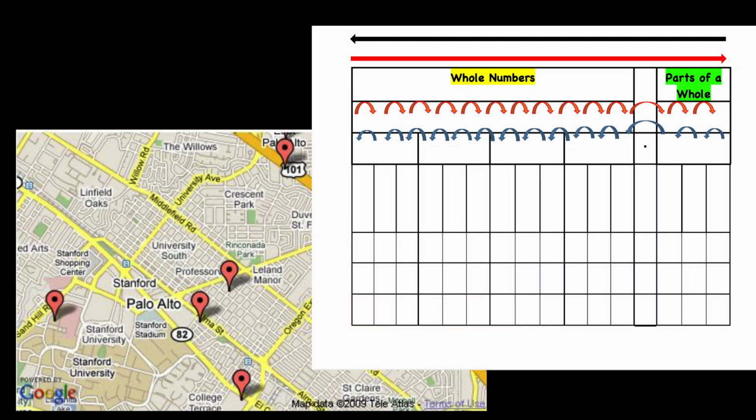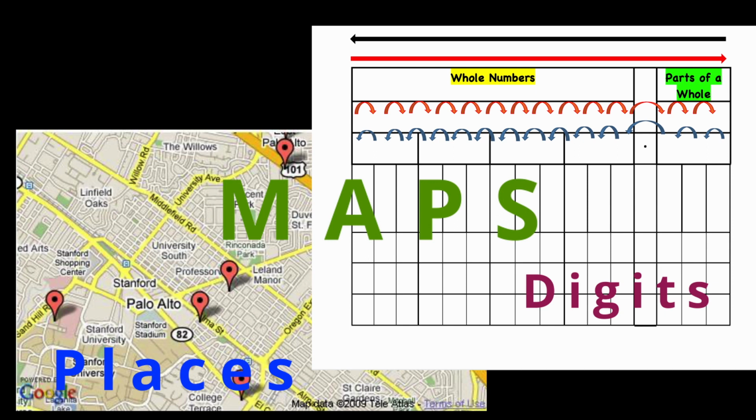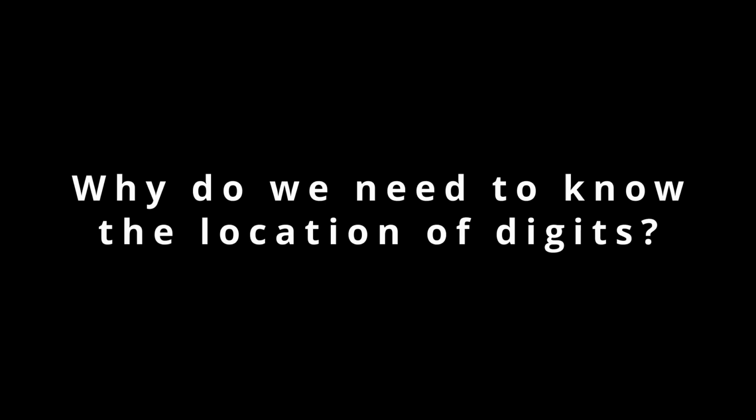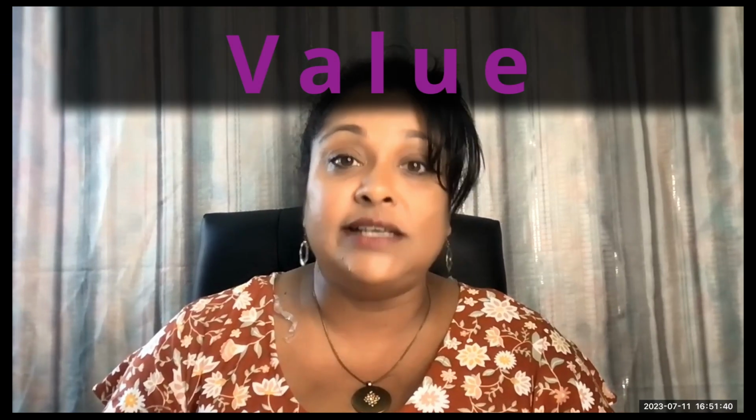A place value chart is a map for numbers. Just like a map shows you the location of places, a place value chart can show you the location of digits within a number. The location of a digit will show you its value, and the value of a digit is what it's worth.